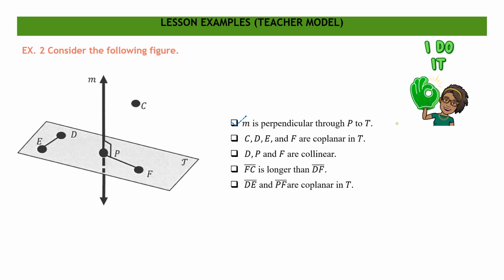The next one says FC is longer than DF. Well, FC are not even on the same line or line segment, nor is DF, so we cannot consider this as a true statement. The last one says line segment DE and line segment PF are coplanar in plane T. So I do see line segment DE on the same plane as line segment PF, and they are both on plane T. So yes, I can say that this is a true statement.